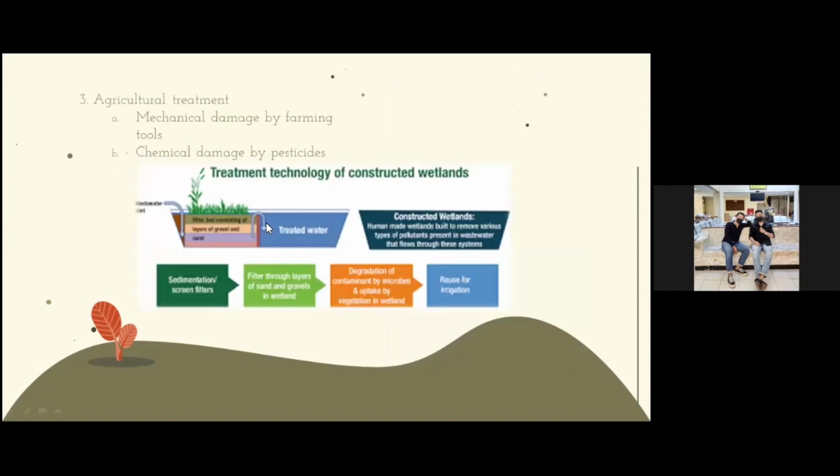Number three is agricultural treatment. Example is mechanical damage by farming tools. And number two is chemical damage by pesticides. This is the image of treatment technology of constructed wetlands.